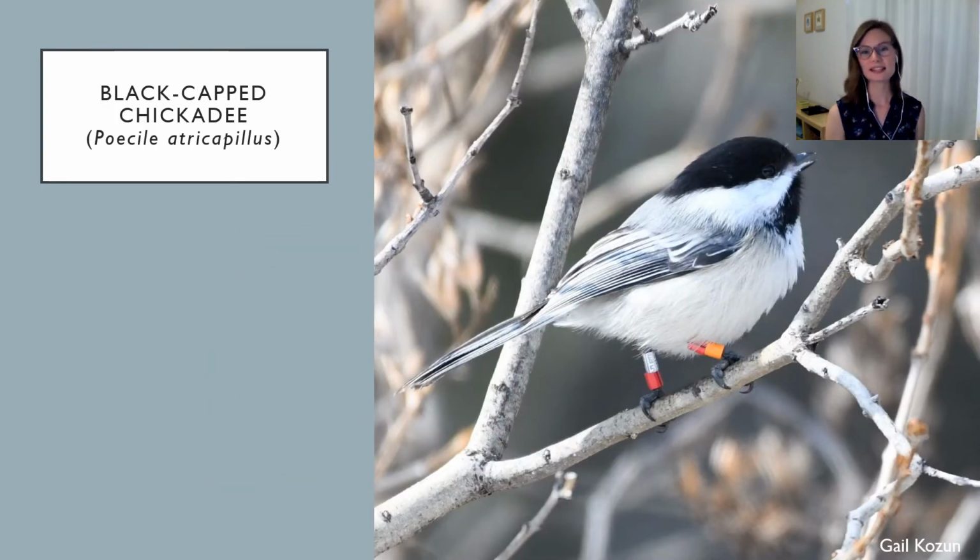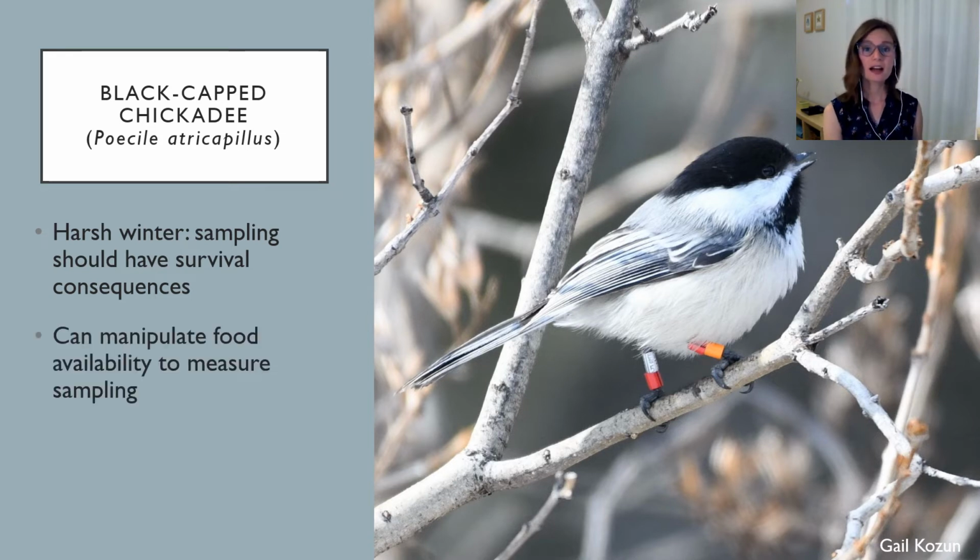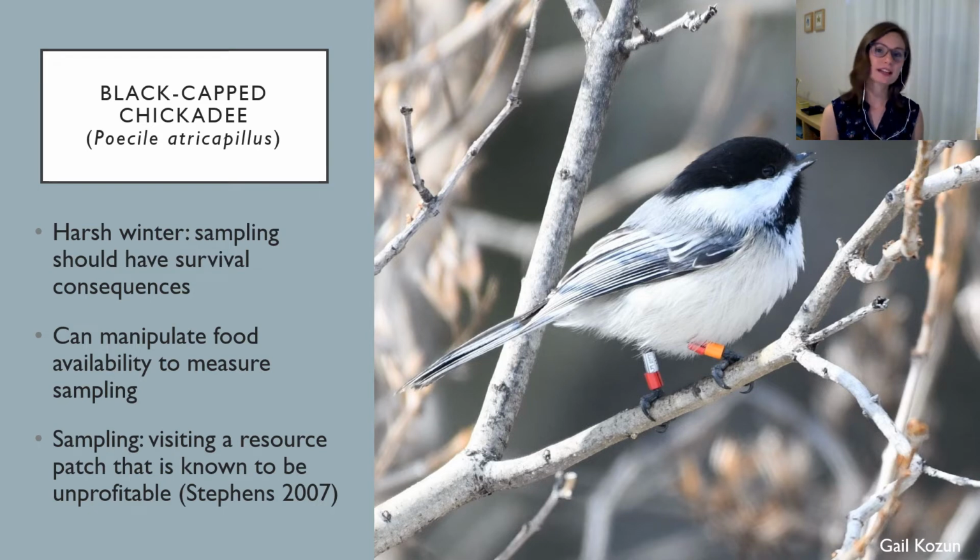So I'm studying sampling behavior in this beautiful and feisty bird, the black-capped chickadee, because they overwinter in harsh conditions where we expect that survival will be affected by sampling. Chickadees also readily visit bird feeders, making them conducive to studies where we manipulate food availability. In our study, we define sampling behavior as taking place when an individual visited a resource patch that had previously been experienced in an unprofitable state.